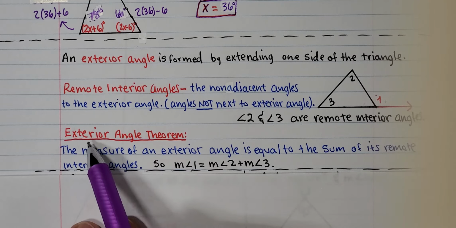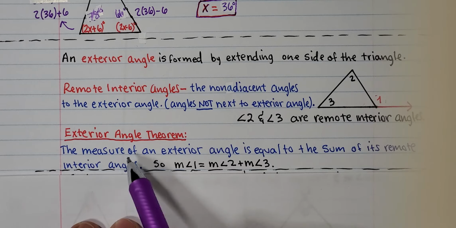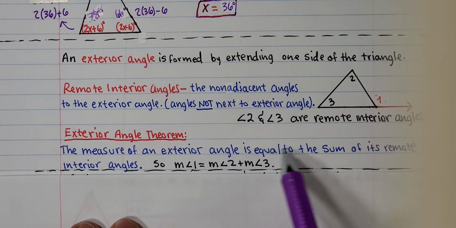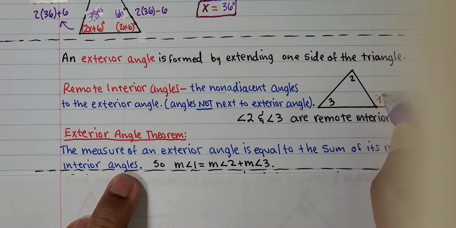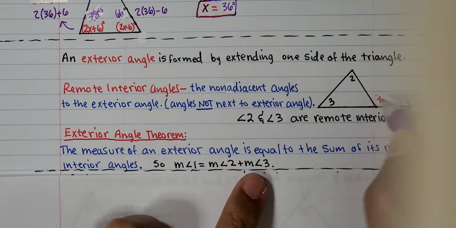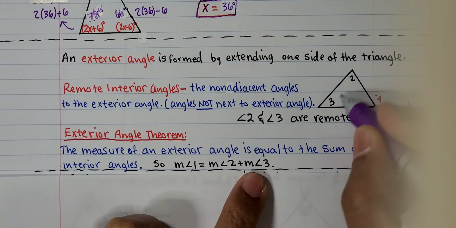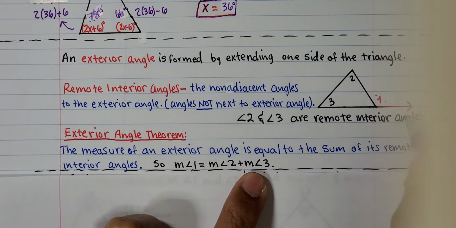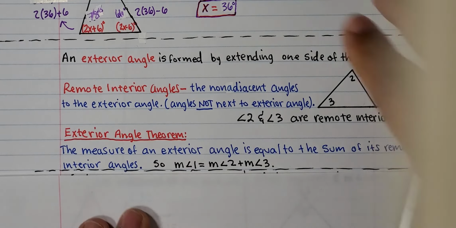So this is the exterior angle theorem. This theorem says that the measure of an exterior angle is equal to the sum of its remote interior angles. So if I want to find the measure of angle 1, all I have to do is add angle 2 and angle 3. The two angles that are not next to this angle, I add them, and then this angle is going to be equal to the sum of those two angles. So let's see a couple of examples.